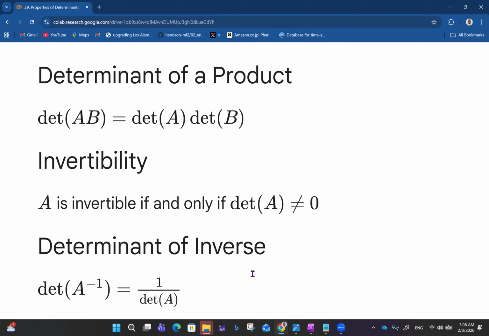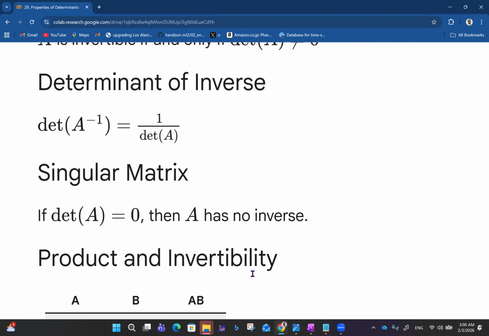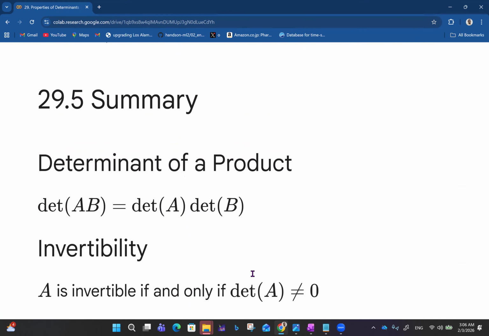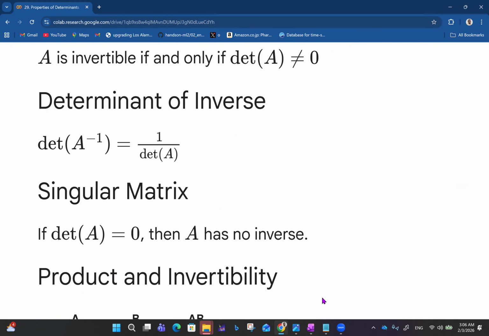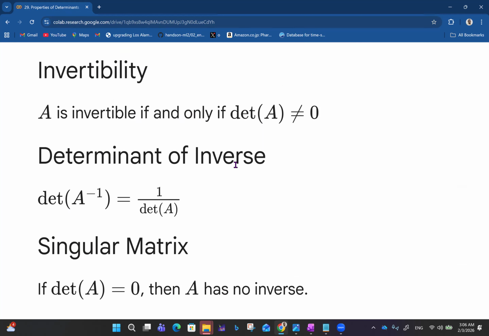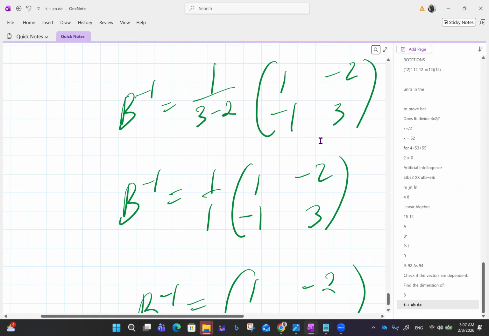So in summary, we have the following. I think I have to take it step by step. The determinant of a product tells us that the determinant of AB is the determinant of A times the determinant of B. Invertibility means A is invertible if and only if the determinant of A is not 0. If it is 0, then it is not invertible. Then the determinant of an inverse: the determinant of A inverse is simply 1 over the determinant of A. I wanted to show that too.